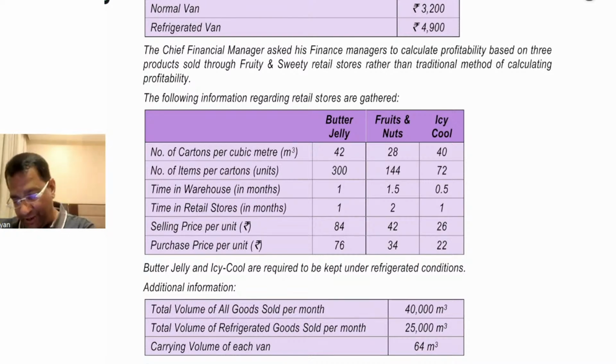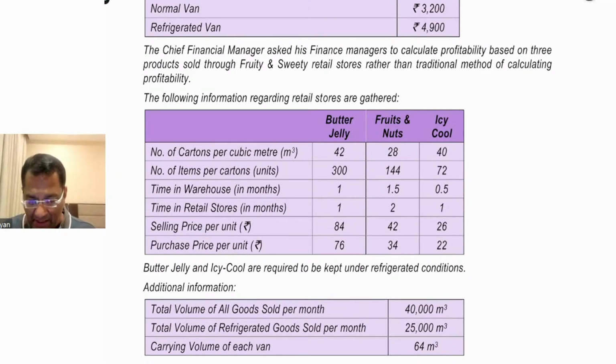Okay, very good, beta. Shrivani, Seema, Suresh. Yes, we can easily find out the number of units that can be stored in 1 cubic meter. In the first point, we have been given the number of cartons that can be stored in a cubic meter. In the second point, we have been given how many items are there in a particular carton. So by multiplying these 2 data, we can easily find out the number of units per cubic meter. This is a very important calculation that is required later on.